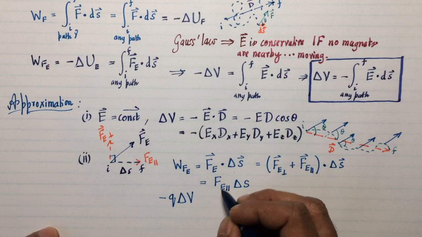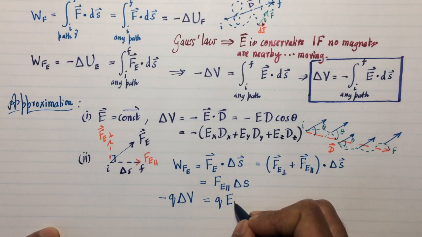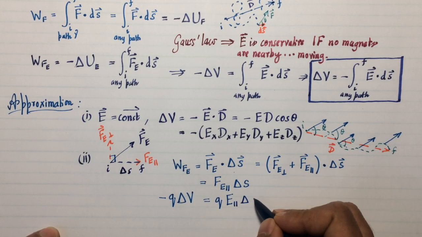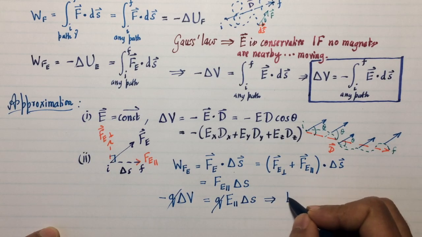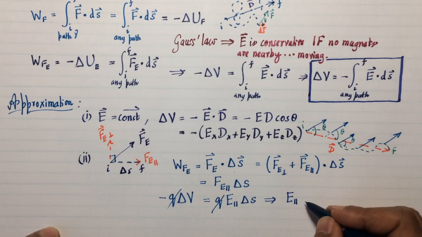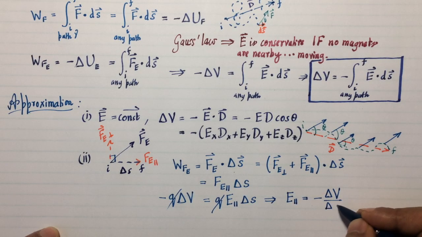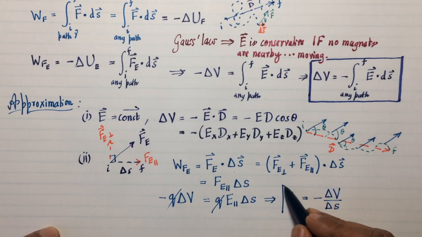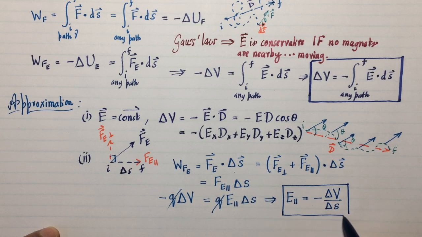So negative Q times delta V is equal to F sub E, but F sub E is also Q times the electric field parallel delta S. I'll cancel the Q's on both sides, and here I have a beautiful understanding of what the parallel component of the electric field actually represents. It represents the rate of change of voltage with respect to the direction delta S. So this is a very useful equation to use for any situation.